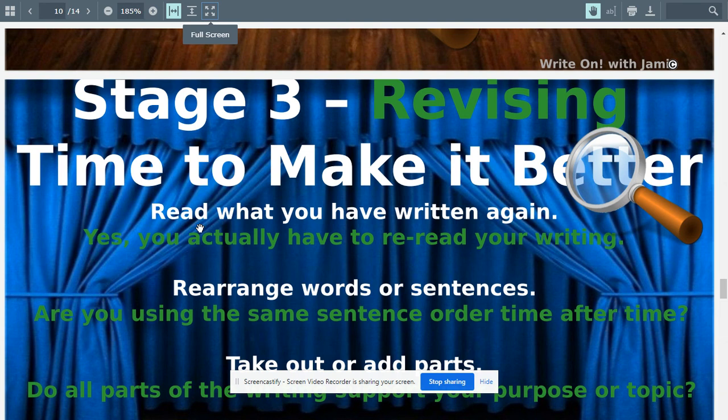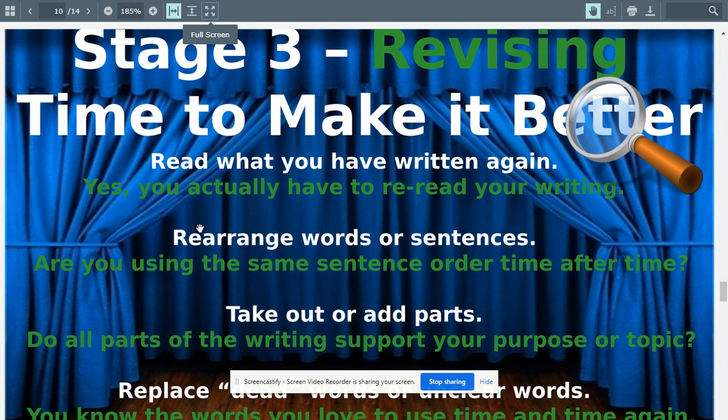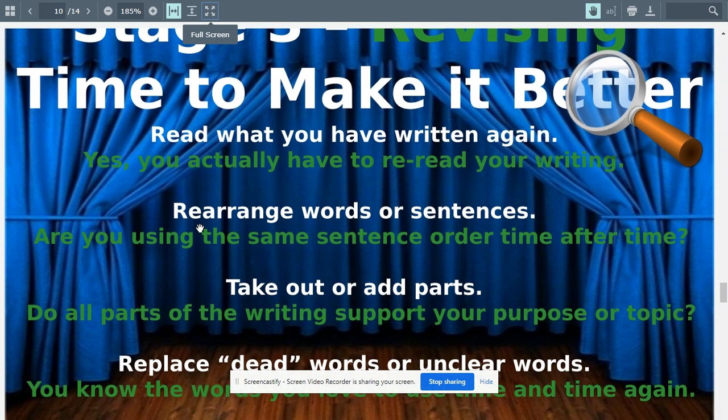And people don't like to do that. Once they get it written, they want to be through with it. But you need to get off of that right now, because you're going to have to reread it. And you're going to have to read some of your classmates. All right, what can you rearrange in your writing? You can rearrange words or sentences.